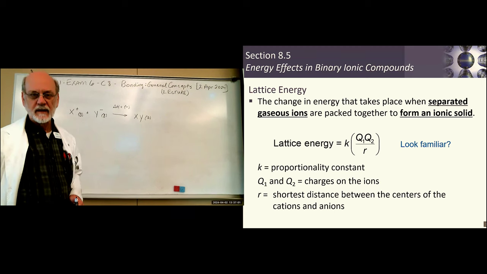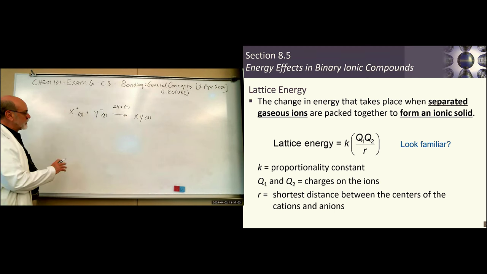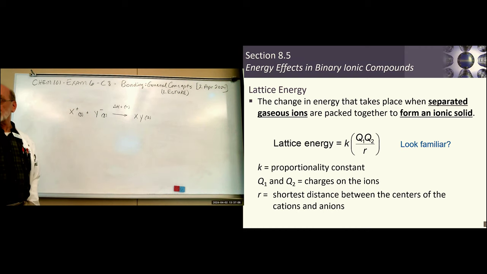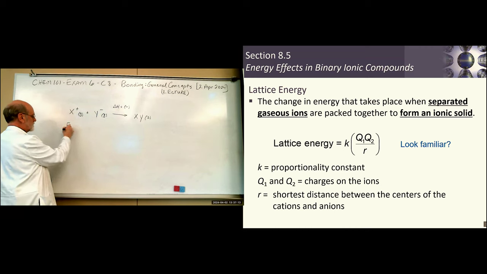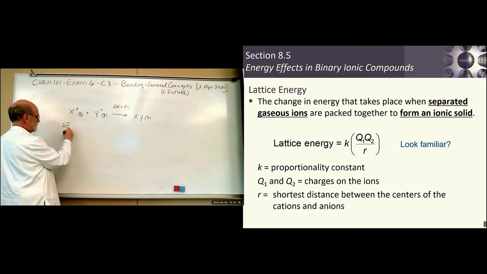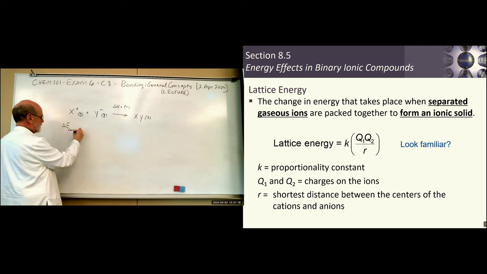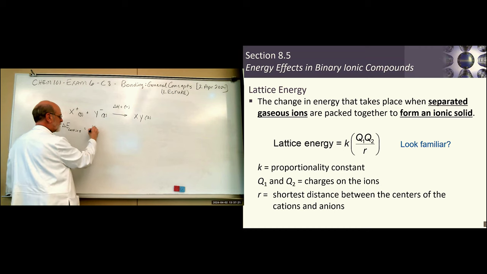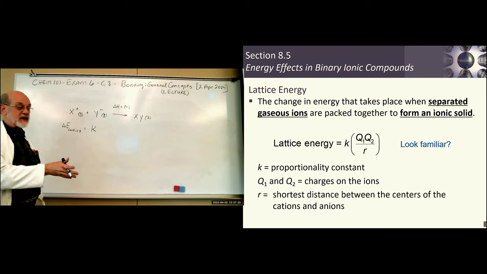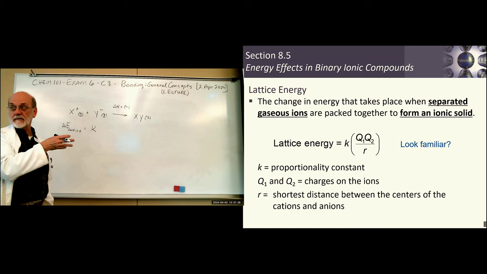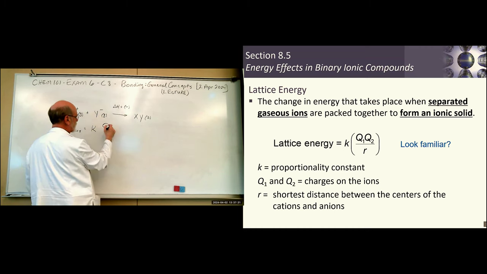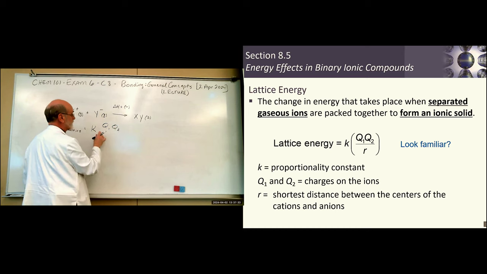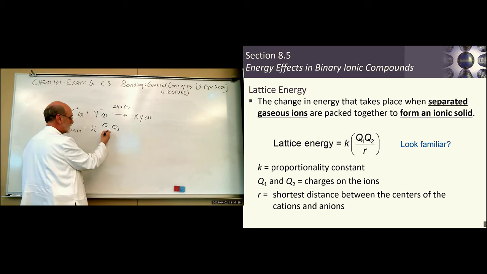Okay. Now, if we look at it in terms of the Coulomb's equation, lattice energy, it's identified as such, is equal to some proportionality constant, and this may be different than that value that we saw earlier. It depends on the units of measure. Then you have the charge on one of them, the charge on the second one. In this case, they're going to be opposite charges. And then the distance between them.